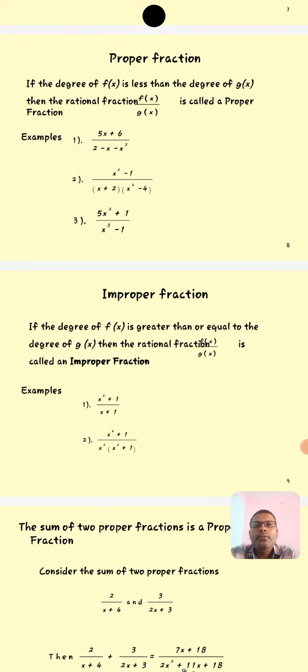Example number 1: 5x plus 6 divided by 2 minus x square. You observe here the degree of the numerator, 5x plus 6, is 1. The denominator is 2 minus x square, and here the degree is 2. So when we compare the numerator and denominator, the numerator degree is 1 but the denominator degree is 2. So we observe the numerator degree is less than the denominator degree.